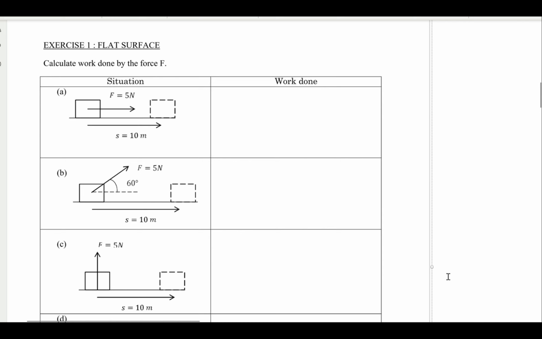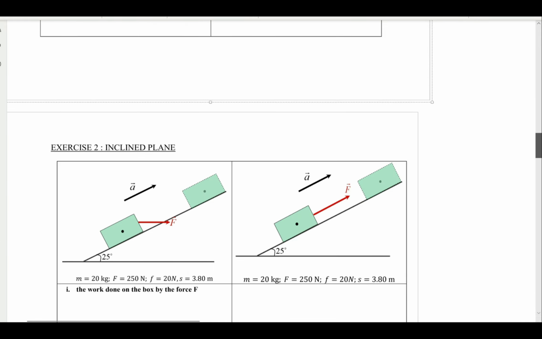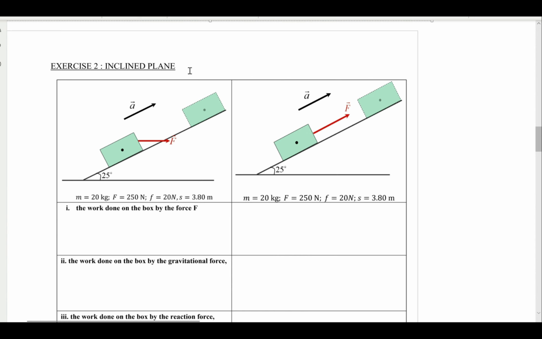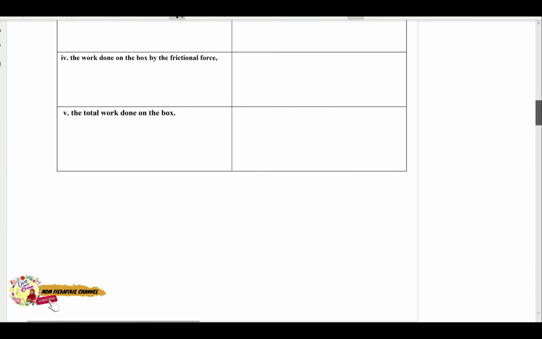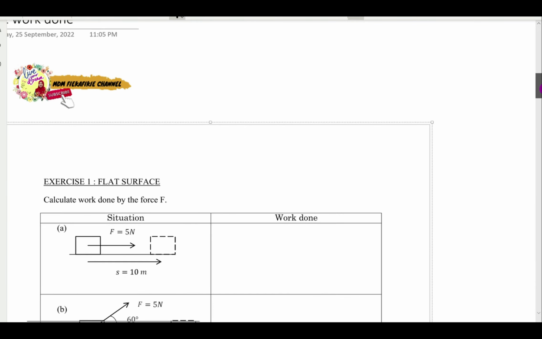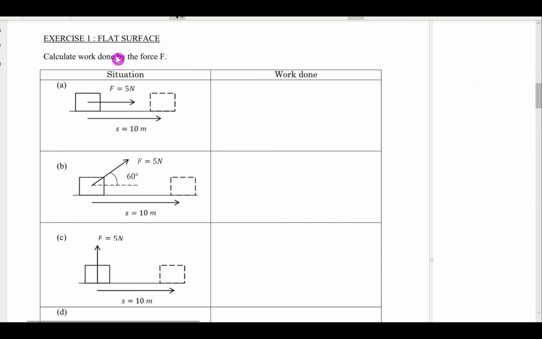Jadi dalam video kali ini kita nak discuss beberapa soalan berkaitan dengan subtopik 4.1 which is under subtopik work. Okay, so kita nak tengok exercise berkaitan dengan flat surface and then kita akan move kepada second part which is exercise berkaitan dengan inclined plane. Okay, so kita akan mula dulu soalan dengan soalan exercise berkaitan dengan flat surface.